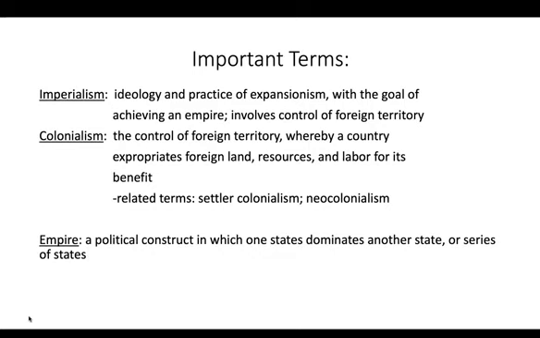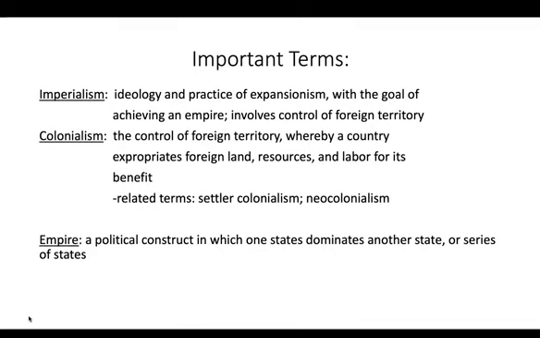So you can see that colonialism is very close in meaning. The control of foreign territory, whereby a country expropriates foreign land, resources, and even native labor for its benefit. For example, the Spanish Empire would colonize part of present-day Mexico, the Aztec Empire, and what they did is enslave the natives for their labor needs, in order to mine the gold and silver in Mexico, and therefore Spain got really rich off this. Okay, an empire is a political construction in which one state dominates another one, or a series of states. So these are all closely related, obviously.